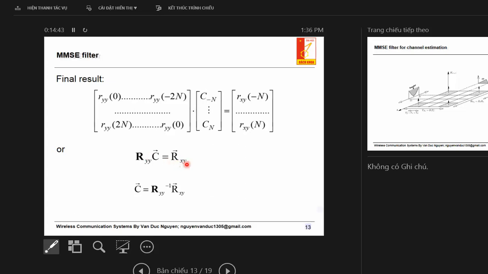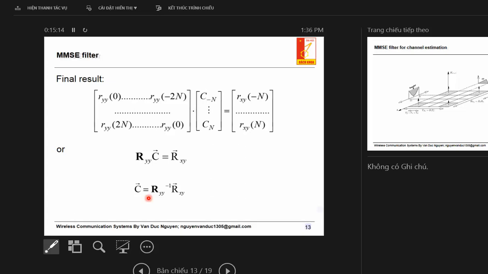And now we have a relation between the channel coefficient here, and here is the autocorrelation matrix, and here is the cross correlation vector, so that Y is the receiver signal and X is the transmitted signal. And it's not difficult to come to the next equation. In this equation, I show you how to obtain the filter coefficient by using the minimum mean square error filter.